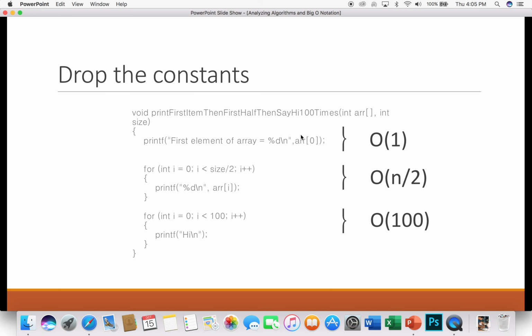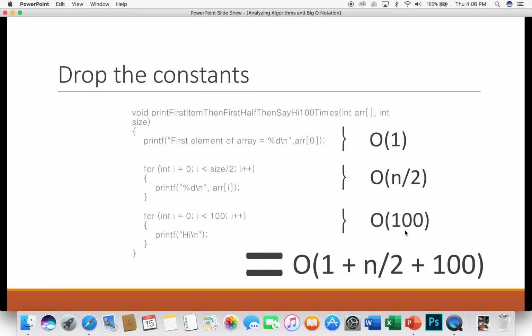So, having that, pwede mong sabihin yung una is a constant, O of 1. And this one, you can call this O of n over 2, kasi we have divided the size by 2. And then, this is constant naman hanggang 100. So, this is O of 100. Having that, pwede mong sabihin na itong algorithm mo is O of 1 plus n over 2 plus 100.